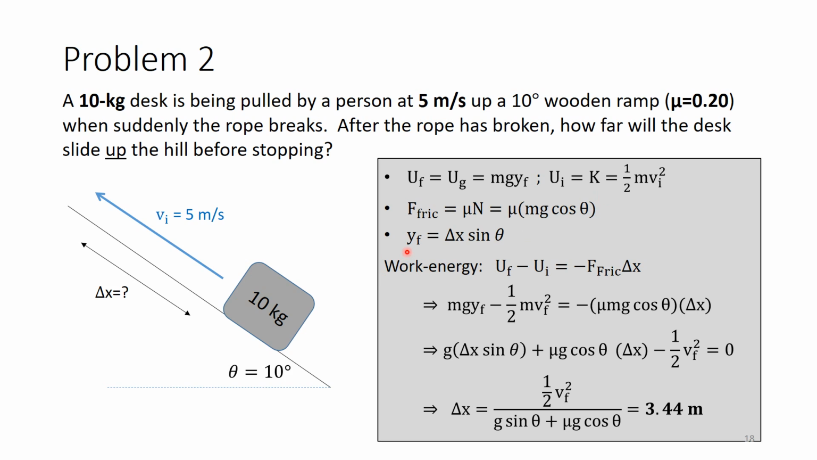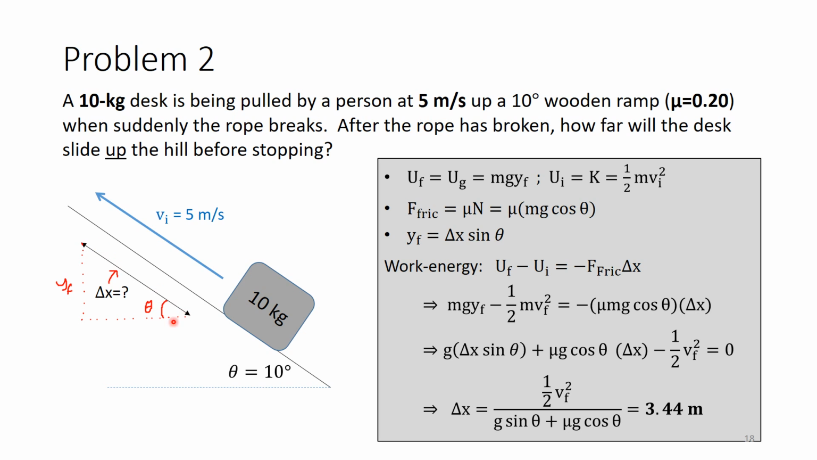And now let's also look at the height traveled. Let's consider this triangle here. So let's take the delta x and then construct a triangle. Delta x is the hypotenuse of this triangle. So let's draw an arrow for this. And then y final is the height of the triangle. And this angle is the same angle as theta.